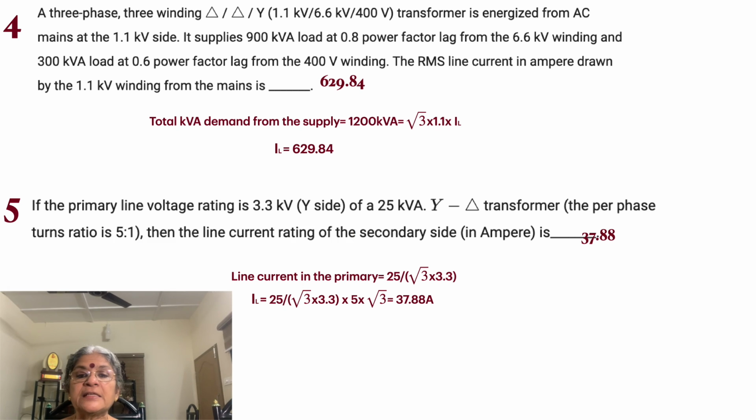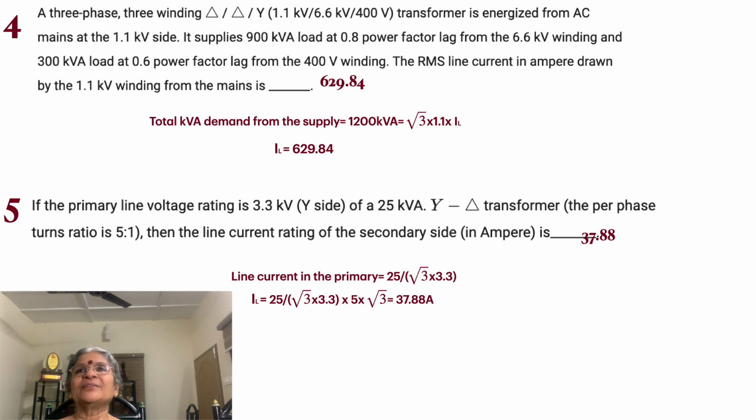Okay. Fourth problem: a three phase, three winding, delta delta star. So we have three winding, so we are having three sets of windings. Not exactly a zigzag winding, but delta delta star. The three voltages are given as 1.1 kV, 6.6 kV, 400 volt. The transformer is energized from AC mains. So 1.1 kV is the energizing side, and then you take out the voltages for 6.6 kV and 400 volt.